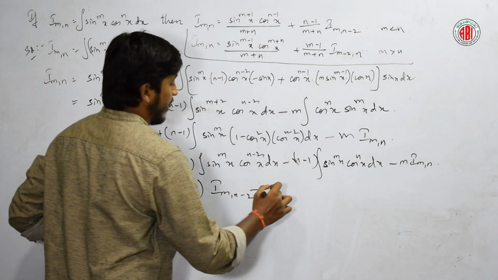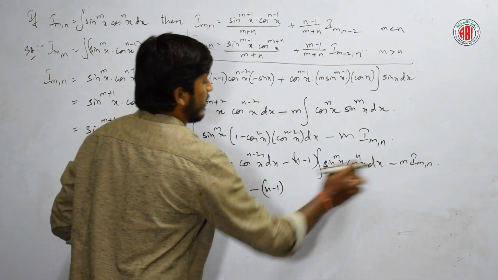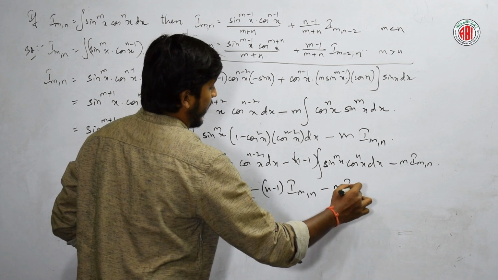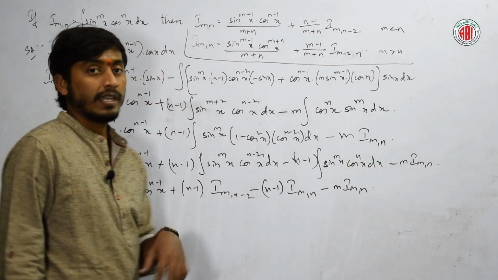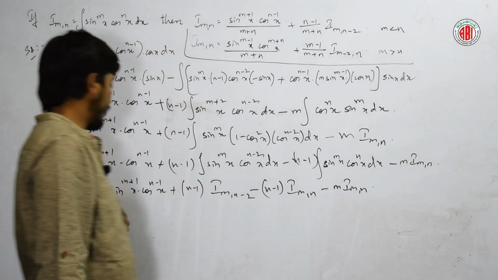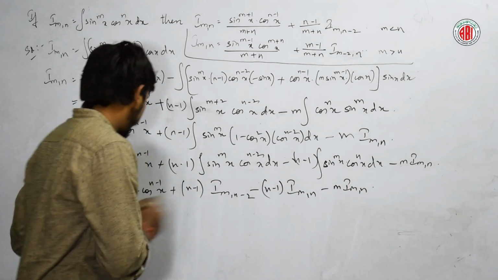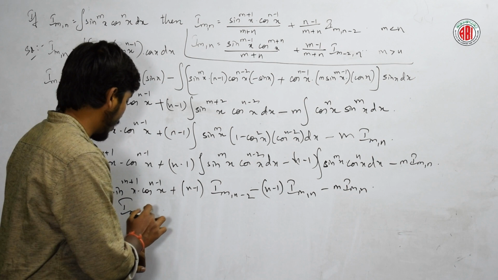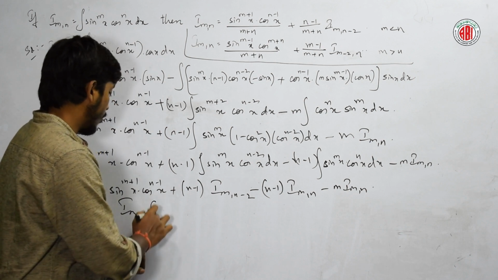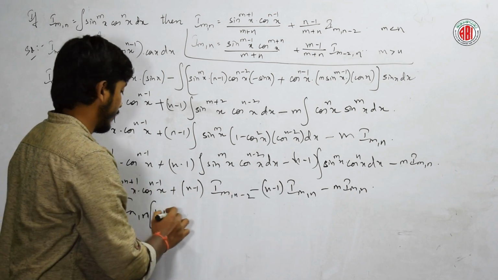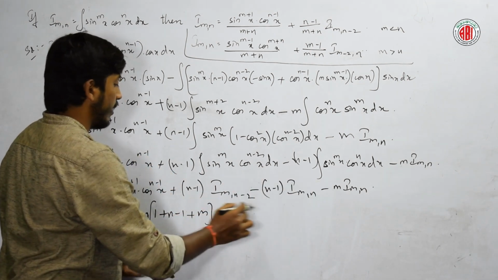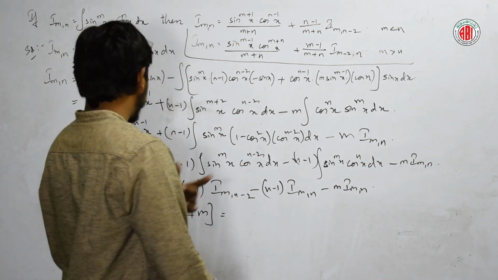What about this? N minus 1 into I m n, and here m I m n. Is it clear? Now let us take this I m n and I m n two terms to the left hand side. So if I take I m n common, I will get 1 plus this term n minus 1 plus this term. Clear? And the remaining right hand terms as it is.